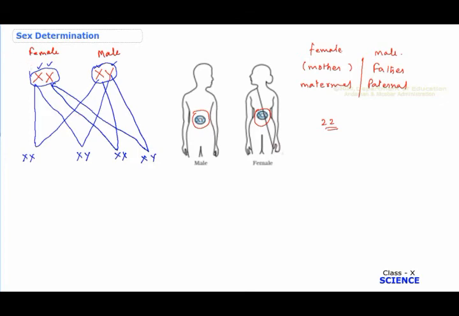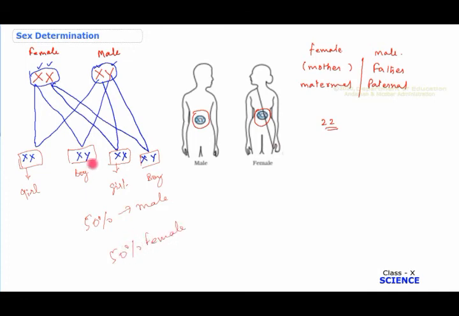In two instances we see XX chromosomes, likely to be a girl child, and in two other instances we will get a boy. So we can say that there is a 50% chance for a male child and a 50% chance for a female child. From this inheritance process, half the children will be boys and half will be girls.